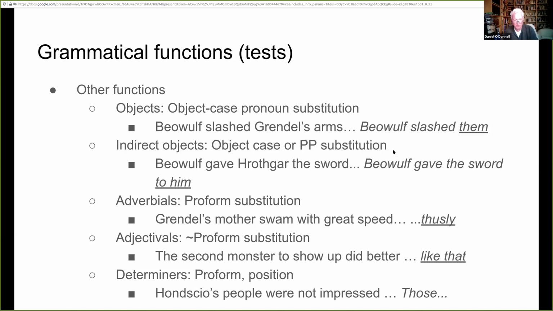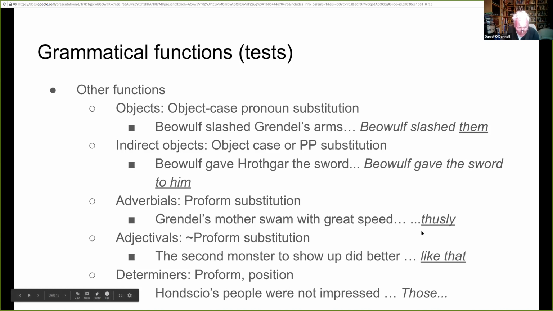Adjectivals, you do the proform substitution. The second monster to show up did better. The second monster to show up, the second monster to show up did better. The second monster like that, the monster like that did better. And that's how you get at second to show up is adjectival.